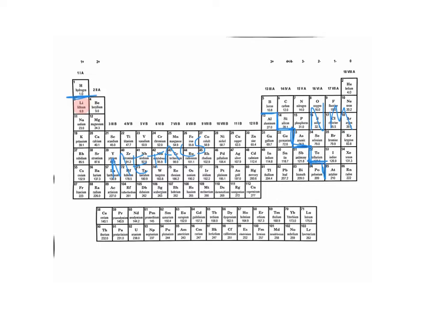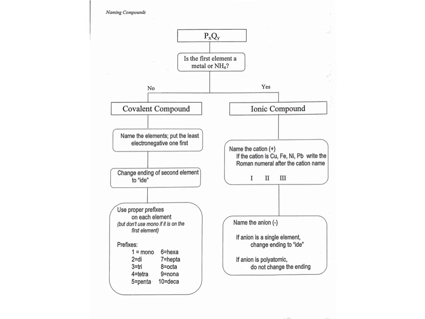So we're going to use the ionic naming rules for this. I'm going to have you look at the reference sheet. We always want to start on these flow charts at the very top. So we've got a formula, and it says, is the first element a metal or NH4? Well, we just figured out on the last slide that lithium is in that metal area. NH4 is kind of an exception to the rule. You notice that nitrogen is a nonmetal. However, NH4, or ammonium, is really just something that we've got to remember as an exception. So in this case, we're going to go down the right side because that first element is a metal. So that tells us right away that it's an ionic compound.